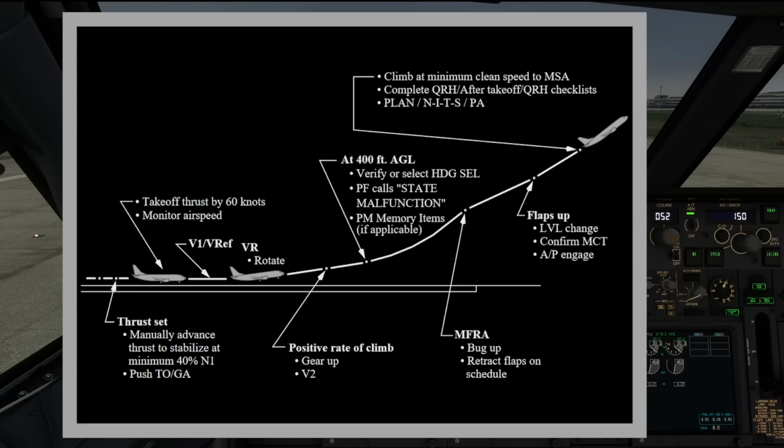At the minimum flap retraction altitude, we are going to bug up, which means accelerate to the clean speed, and retract the flaps on schedule. At flaps up, engage level change, confirm maximum continuous thrust, and engage the autopilot. And we are going to climb at the minimum clean speed to the MSA, complete the QRH after takeoff checklist, and then we are going to plan what we're going to do, perform a NITS and a PA.